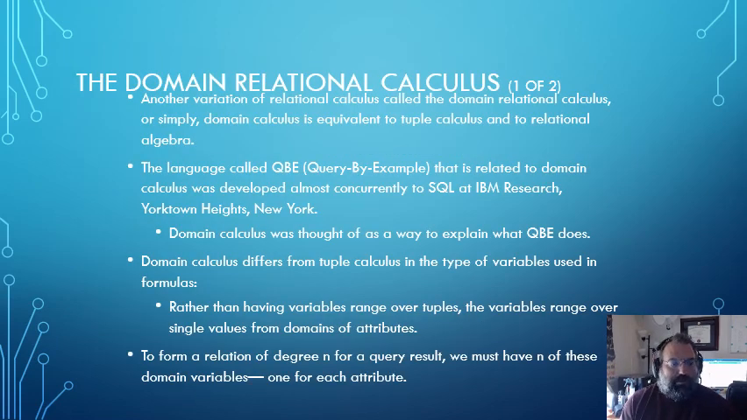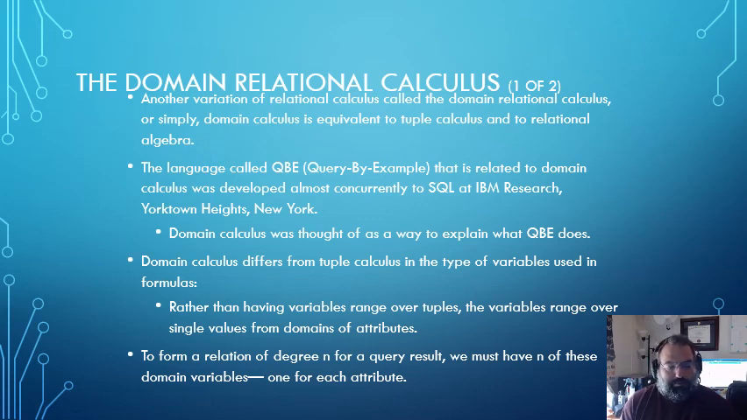Another variation of relational calculus is called the domain relational calculus, or simply domain calculus, which is equivalent to tuple relational calculus and to relational algebra. The language called QBE, query by example, that is related to the domain calculus was developed almost concurrently with SQL at IBM Research, Yorktown Heights, New York. Domain calculus was thought of as a way to explain what QBE does.